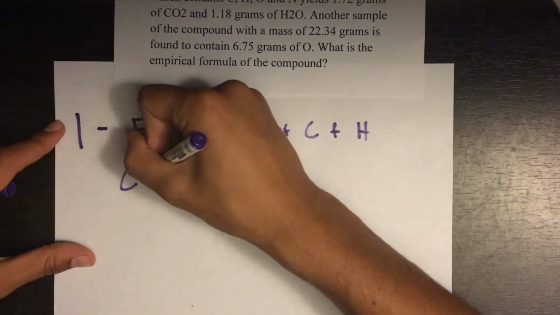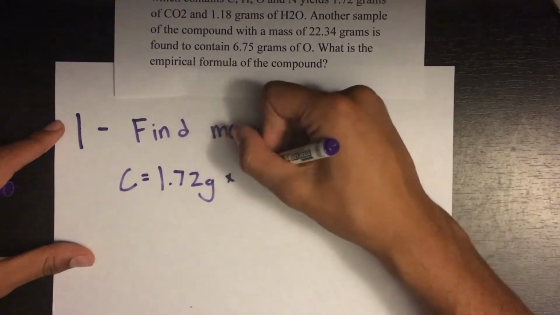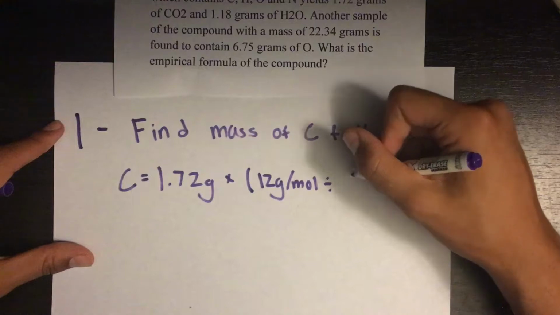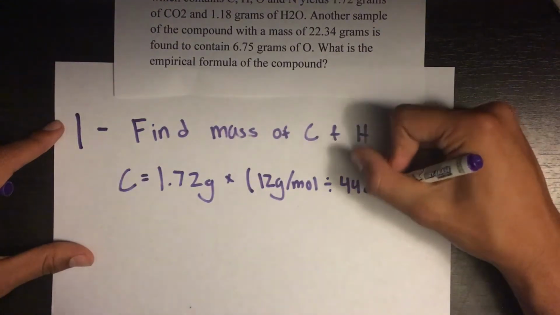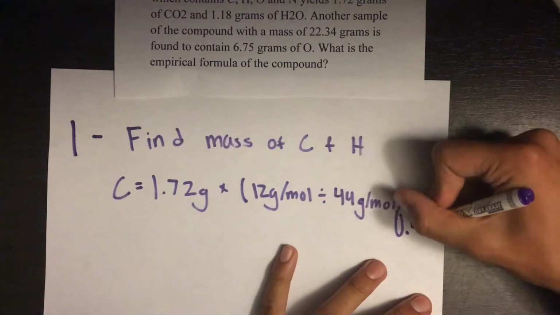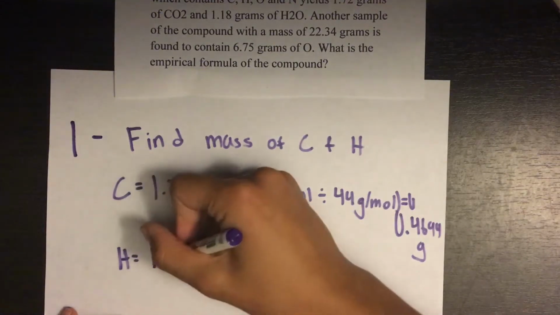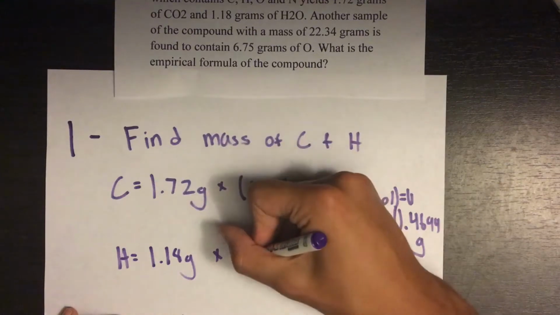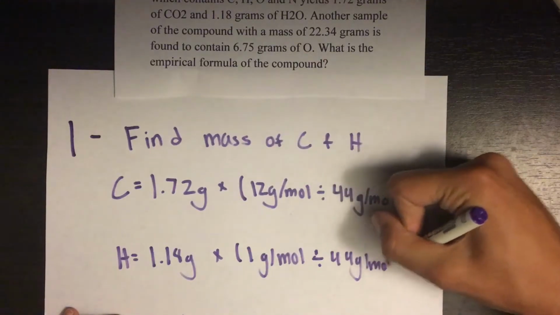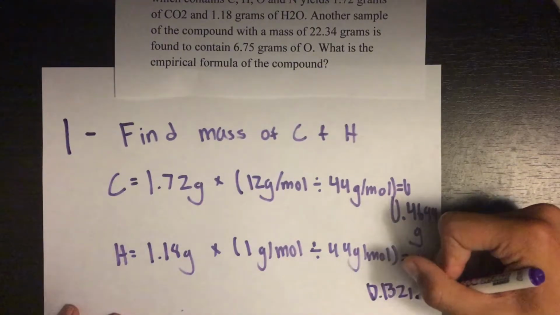So here we have carbon, which we use 1.72 grams, as that is how much CO2 is made. Multiply that by the molar mass of carbon divided by the mass of CO2, which would be 44 grams per mole, which gives us roughly 0.4694 grams. And then for hydrogen, here we have 1.18 grams of the water times the molar mass of hydrogen, 1 gram per mole, also divided by 44 grams per mole, which gives us roughly 0.1321 grams of hydrogen.